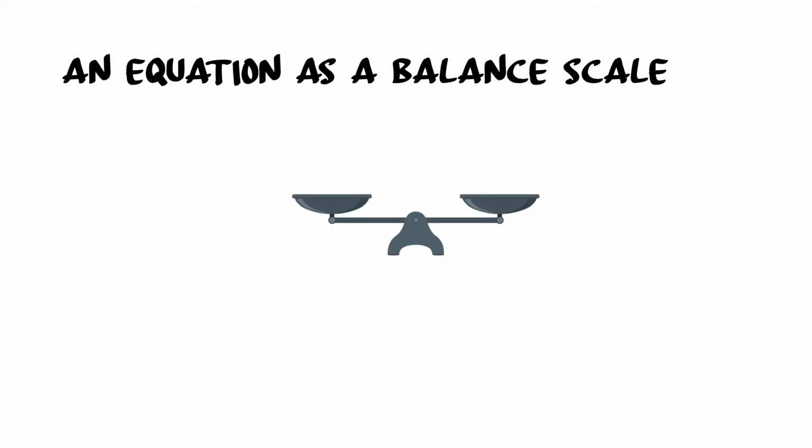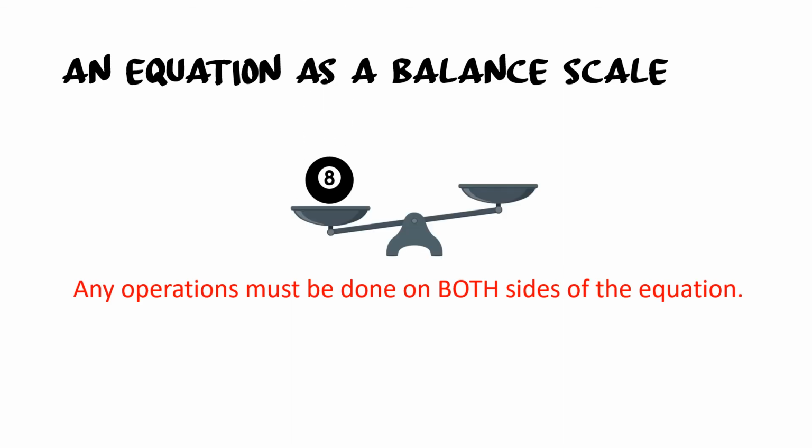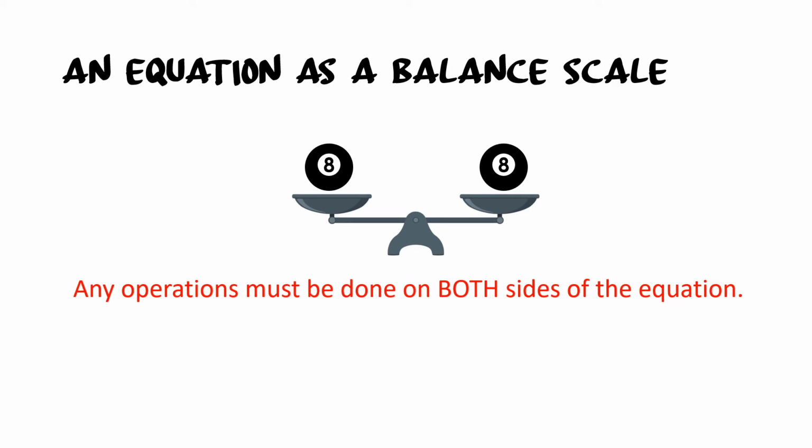This is helpful to remember for another important reason. We can never do an operation on one side of the equation without doing exactly the same operation on the other. That way the scale is always in balance.